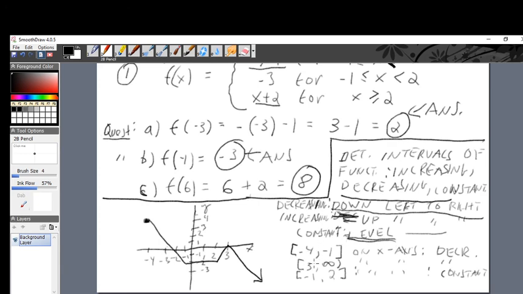And finally, between 2 and 3 on the x-axis, it is increasing. It's going upwards from left to right. That is the topic of decreasing, increasing, or constant on the x-axis of a function. Okay, so that wraps that up.